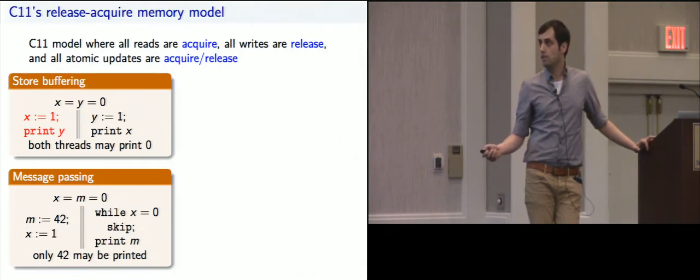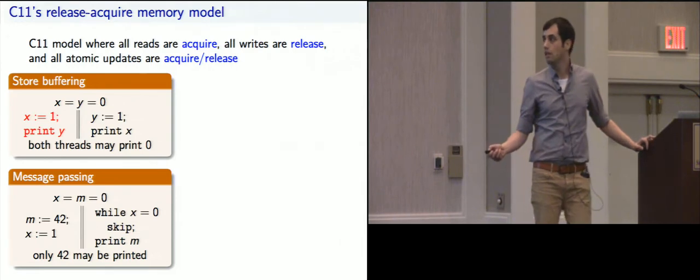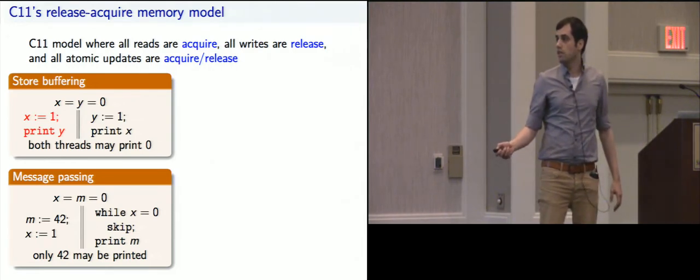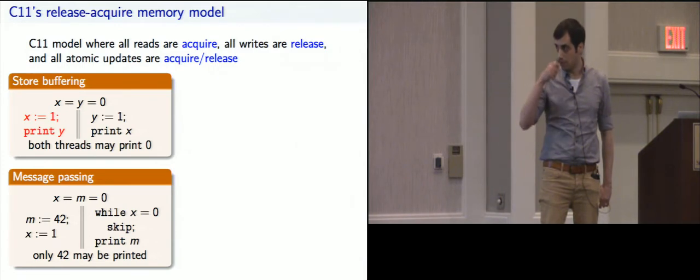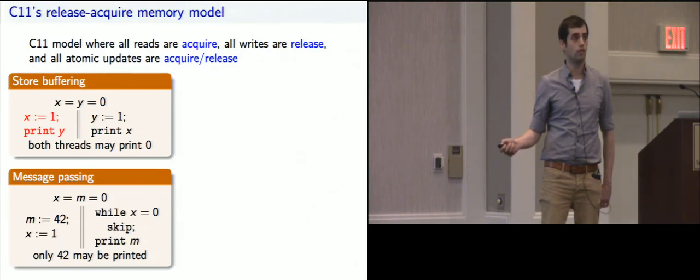There is a difference with this message passing example. This thread sets M to 42, and then X to 1, and this thread waits until it sees X equals 1 and then prints M. This does not have any weak behaviors under release acquire. The only thing that can be printed is 42. The intuitive explanation is that reordering of writes on this side is not allowed, reordering of reads is not allowed. The only thing that can be reordered is a write followed by a read.